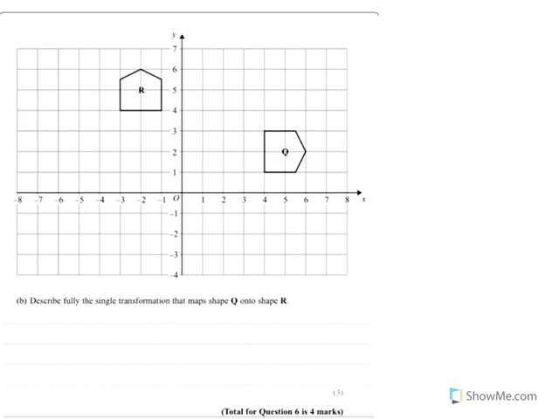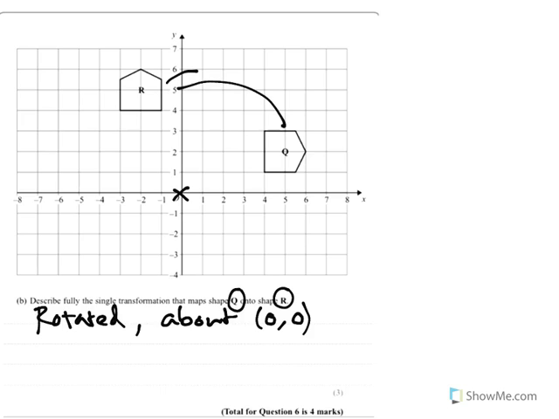Like that. Part B asks us to describe fully the single transformation that maps shape Q onto shape R. Well, we can see that it's been rotated, so that's the first mark for stating the type of transformation. About this point here, about 0, 0, you must give the coordinates to be safe rather than saying O. And then we have to say the amount of degrees and which direction. We're going from Q to R, so we're going in this direction like this. So it's 90 degrees anti-clockwise.